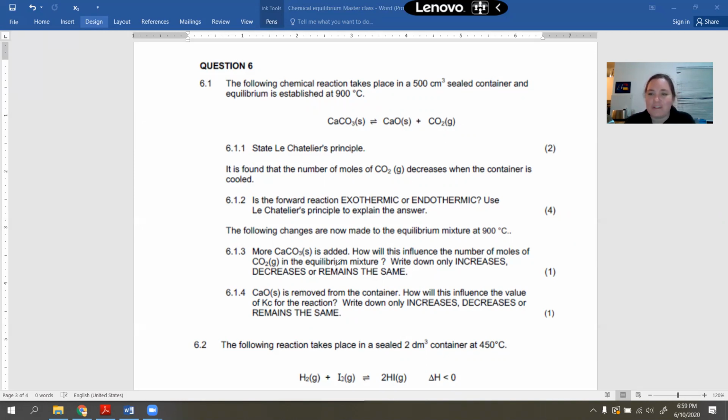I think I came across a similar one that I did with you in the previous lesson, but I don't think it was this one. All right, so the first question asks you to state Le Chatelier's principle.